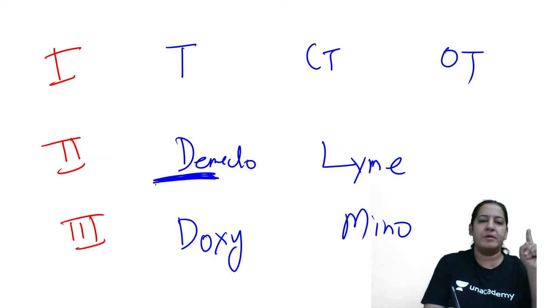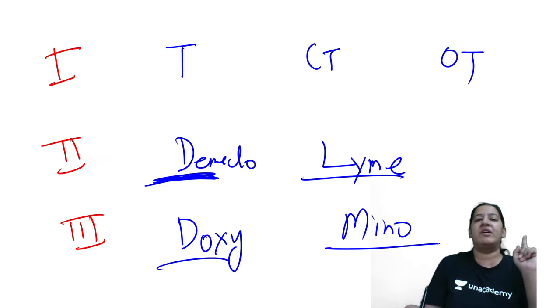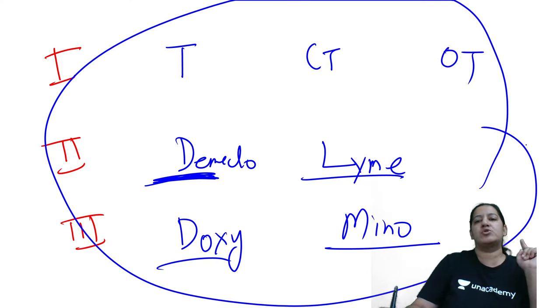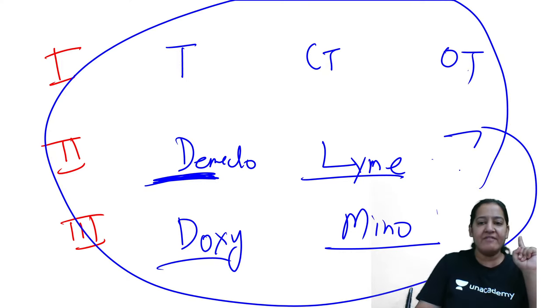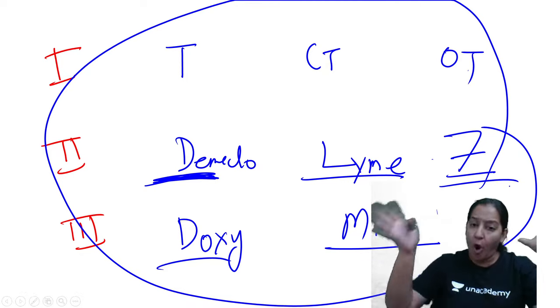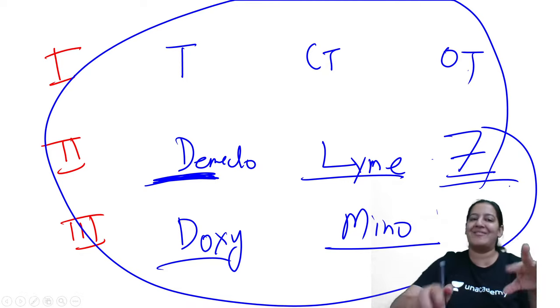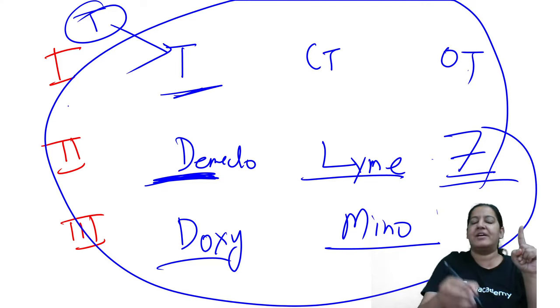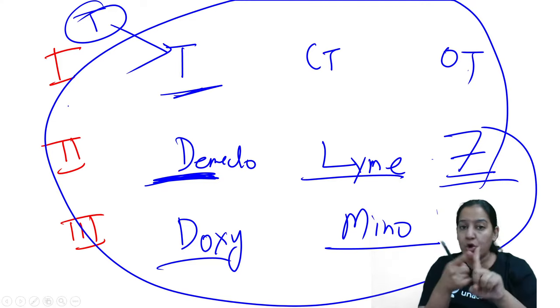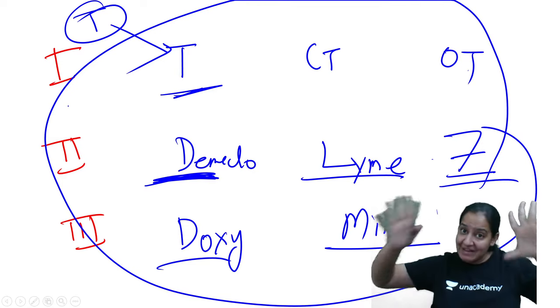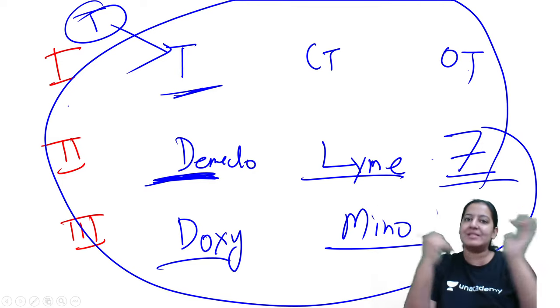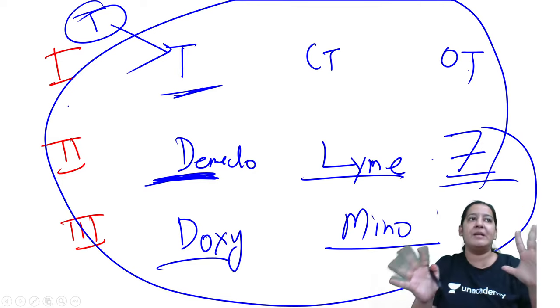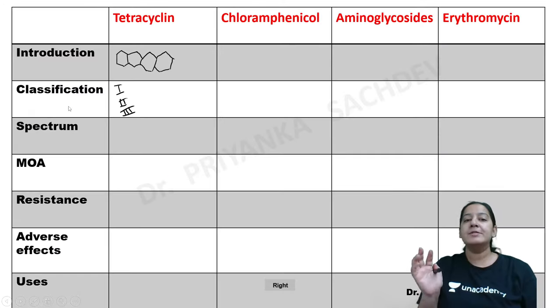So learn the full form. Demeclo with lymecycline, doxy with mino. So total 3 plus 2 plus 2, 3, 4, 5, 6, 7. 7 antibiotics are there in this category. They all are tetracycline. The classification of the tetracycline. Tetracycline is a drug inside the category tetracycline. So tetracycline is not one drug. Tetracycline means 7 drugs together. I am talking about all 7. So I am talking about everyone if I am teaching you the chapter. Give me a thumbs up. So that is the classification.